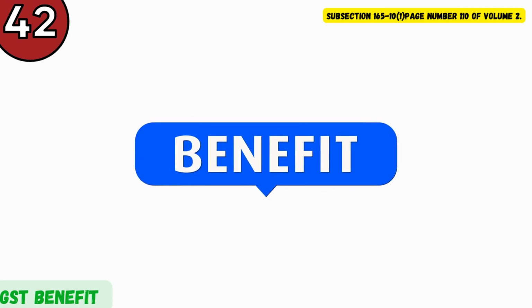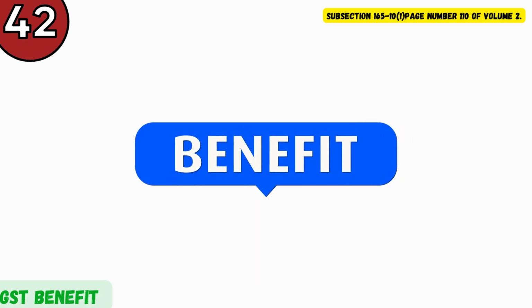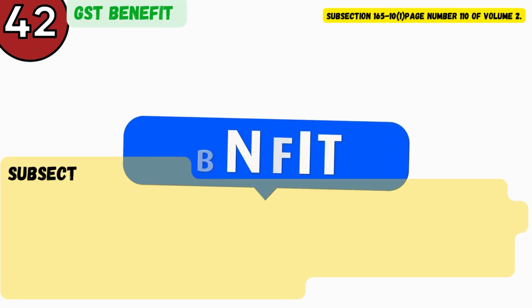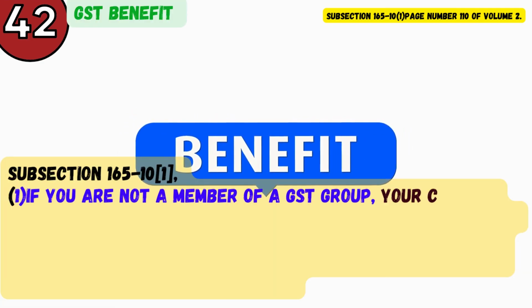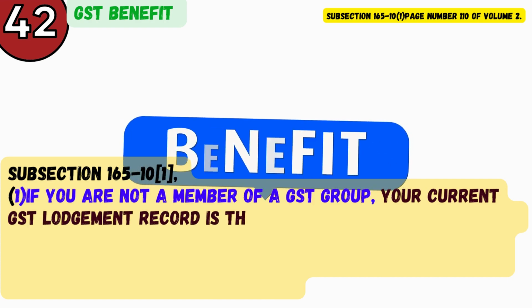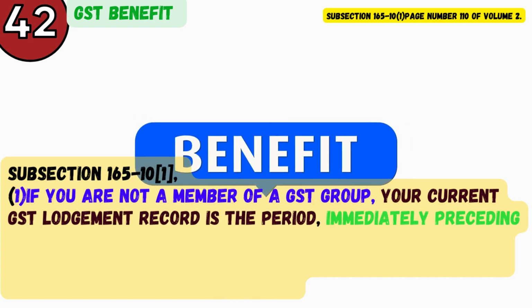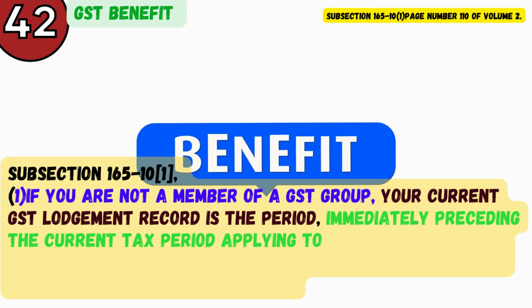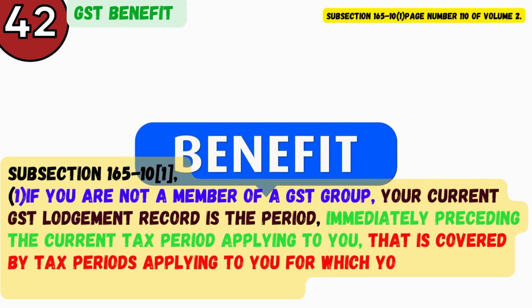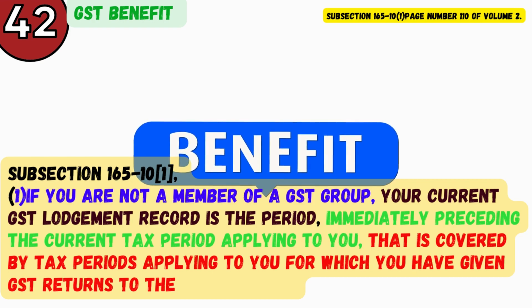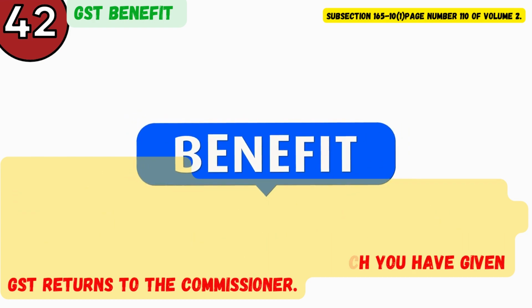Word number 39. GST benefit has the meaning given by subsection 165-10(1). You can find this on page number 110 of volume 2. Subsection 165-10(1). 1. If you are not a member of a GST group, your current GST lodgement record is the period immediately preceding the current tax period applying to you, that is covered by tax periods applying to you for which you have given GST returns to the Commissioner.